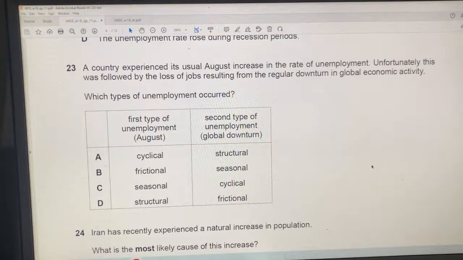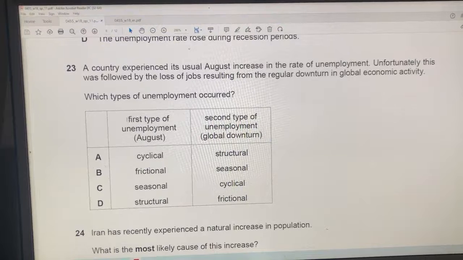Let's see, 23 says a country experienced its usual August increase in the rate of unemployment. Probably farming ended. Unfortunately, this was followed by the loss of jobs resulting from the regular downturn in global economic activity. Oh, which types of unemployment occurred? Probably cyclical and seasonal. So let's see.